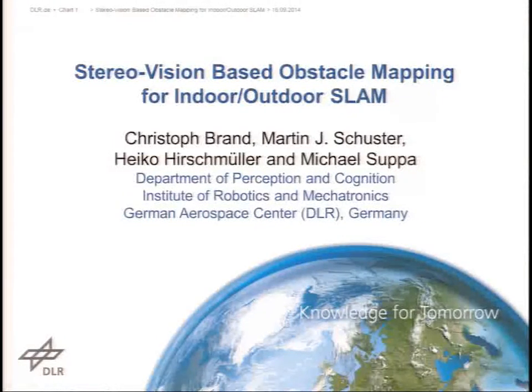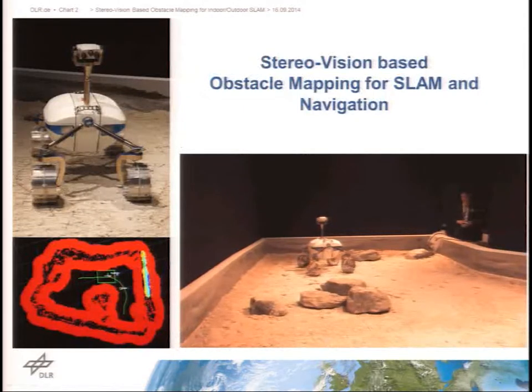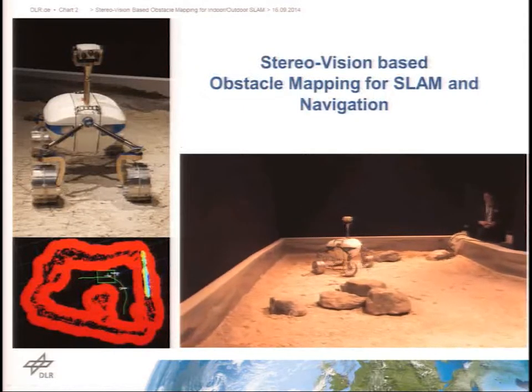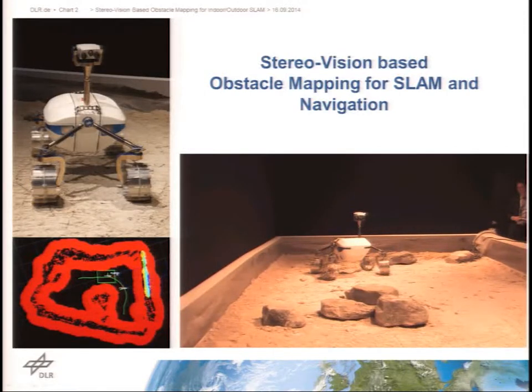Hi, my name is Christoph Brand. Me and my colleagues are with the Institute of Robotics and Mechatronics from the German Aerospace Center. We developed a stereo-vision-based obstacle mapping for structured indoor as well as unstructured outdoor environments that can be used for fast local obstacle avoidance, as well as, oh, I see, it's not working.